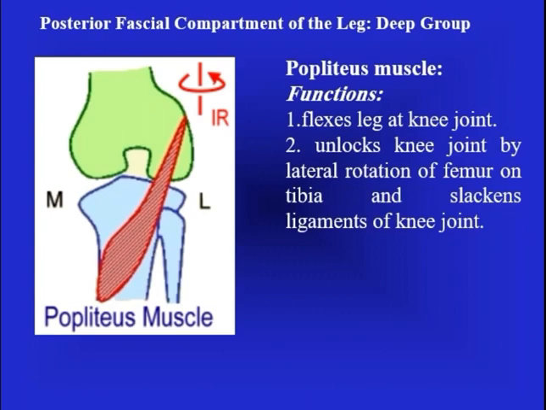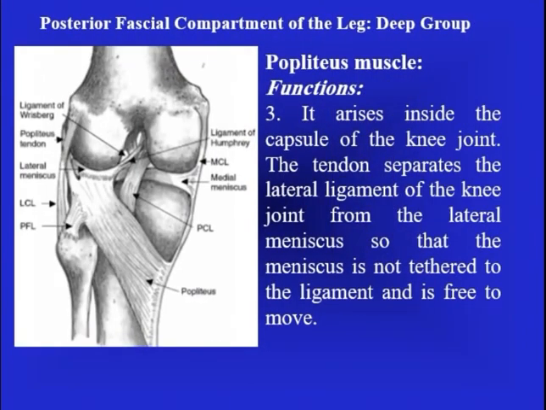This movement, the unlocking of the knee, is an important movement. We will discuss it in detail when we study the knee joint movement. Also, the popliteus arises inside the capsule of the knee joint. So the tendon separates the lateral ligament of the knee joint from the lateral meniscus, so that the meniscus is not tethered to the ligament and is free to move. In this position, it acts as a piercer to separate the lateral ligament from the lateral meniscus.